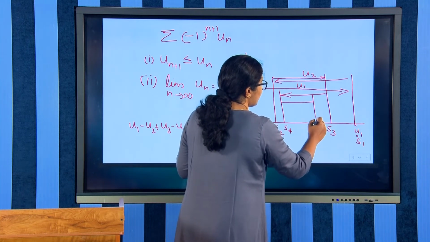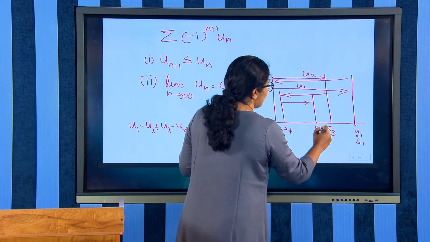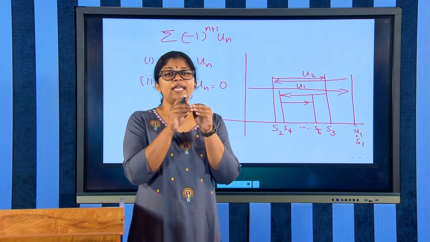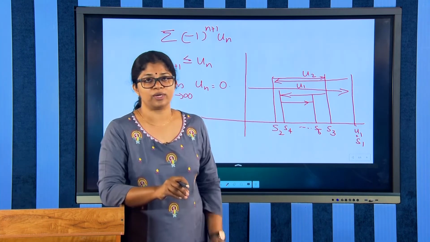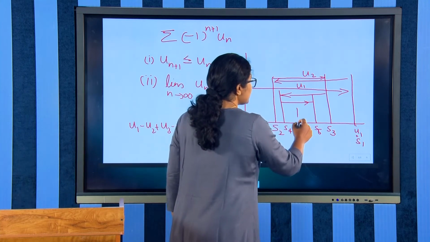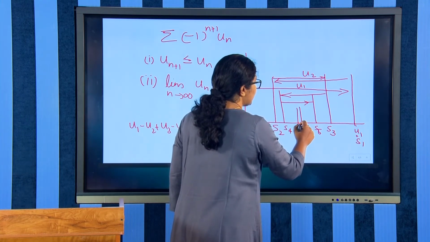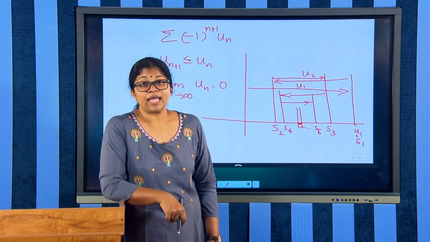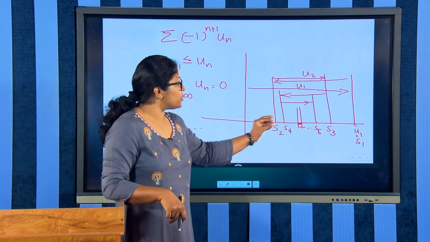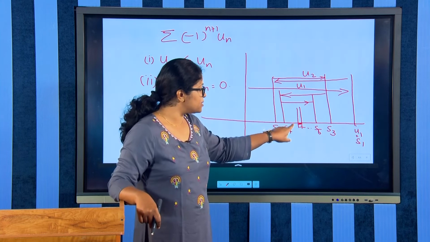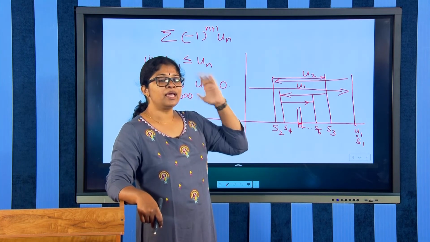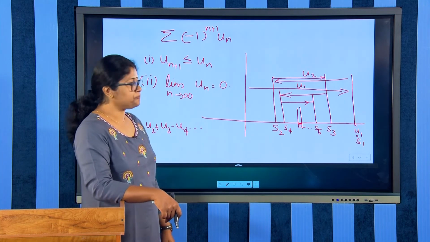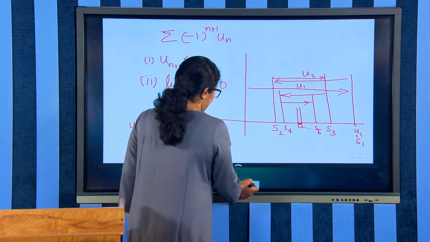Again it will go to somewhere here which is your S5, and it goes on, and ultimately what happens? Limit n tends to infinity, un happens to be equal to 0. So that means the sequence of partial sums has to be somewhere here at last, which is a very negligible interval. So the series as a whole converges to one particular point inside this interval, and that is the main idea or concept in the Leibniz test. So this is the idea behind the Leibniz test.